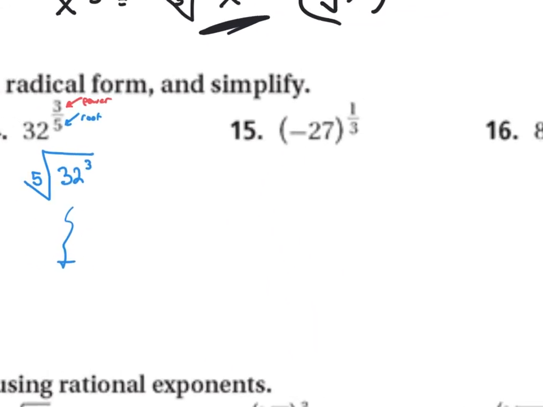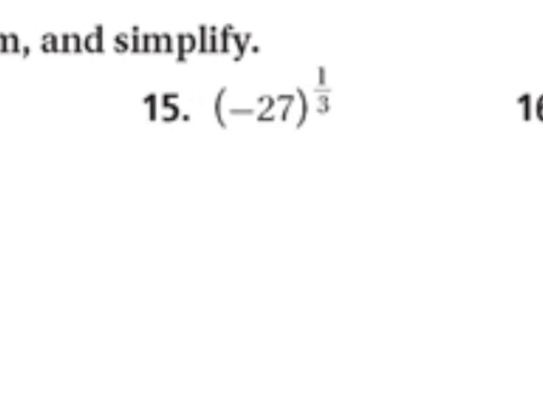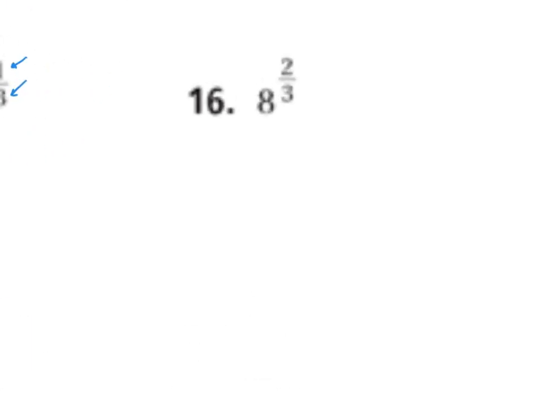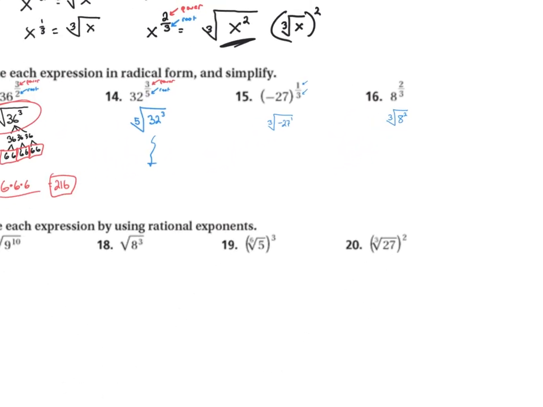Okay, let's try writing this one. Ready? Write this one. Power on top, root on bottom. Cube root of negative 27 to the first power. And then we could go and simplify that. Okay, this one, let's try this one. Cube root of 8 squared. Right, so that's what that looks like.